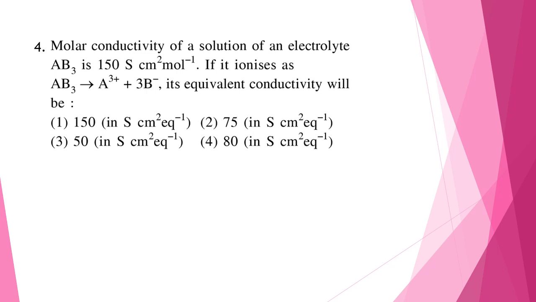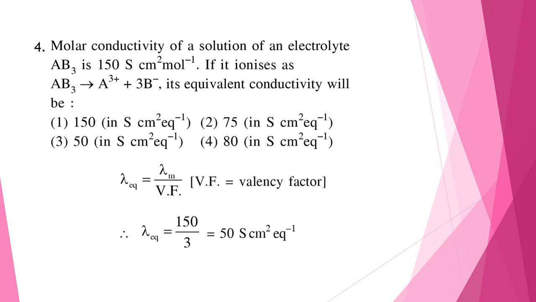Question 4. Molar conductivity of a solution of an electrolyte AB3 is 150. If it ionizes as AB3 gives A3 positive plus 3B negative, its equivalent conductivity will be. Now you know that equivalent conductivity is lambda m by the valency factor, and in this case the valency factor is 3. So lambda equivalent will be 150 divided by 3, which is equal to 50. So the correct answer will be option 3.